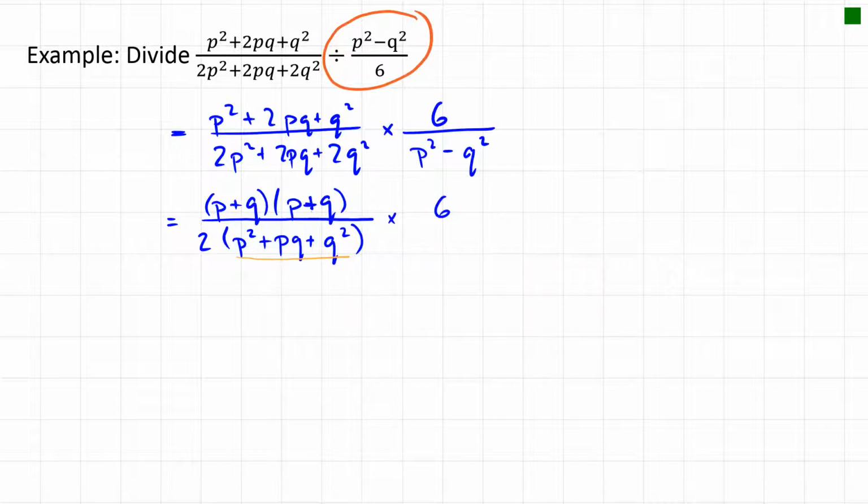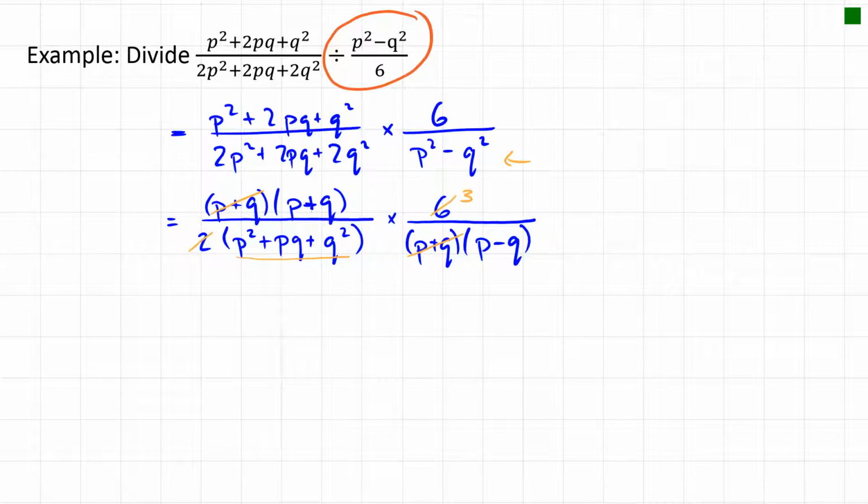Then we have multiplied by 6 over, and in the bottom here we have a difference of squares in this rational expression. So that would be p plus q times p minus q. That's our difference of squares. And now that our two rational expressions have been factored, we're just going to look for common factors. I've got a p plus q and a p plus q. And I also have some commonality in the numbers, so 2 can be canceled up here with part of the 6, leaving us with 3.